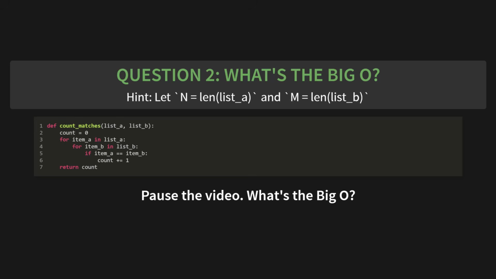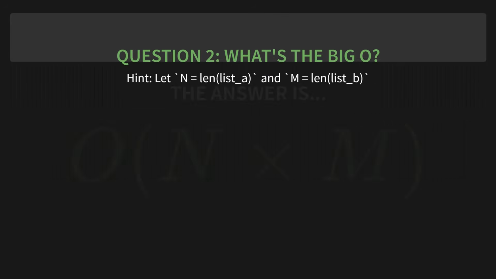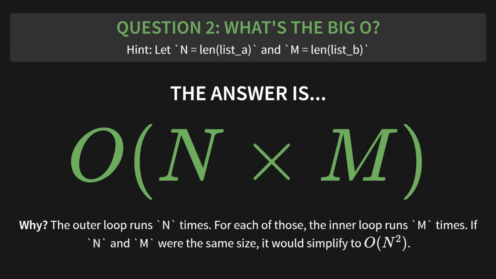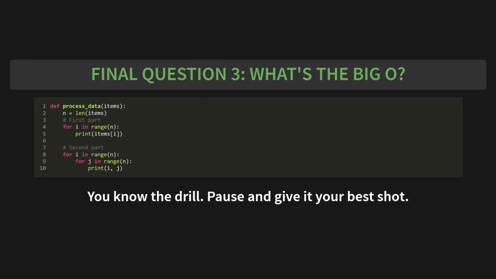The answer is O of n times m. Why? Because the outer loop runs n times. And for each of those, the inner loop runs m times. Now if n and m were the same size, then it would simplify to O of n squared, but we have to be precise. Okay, final question 3.